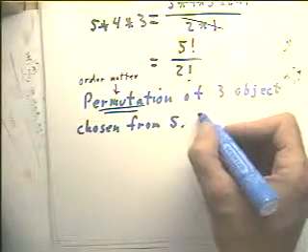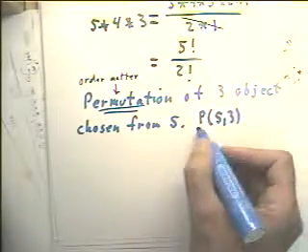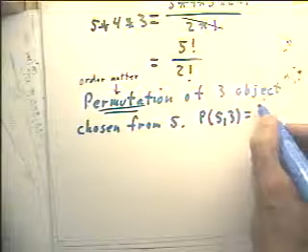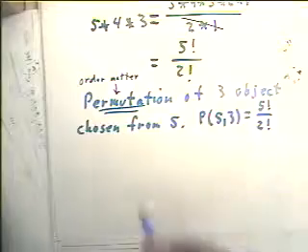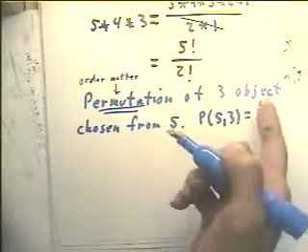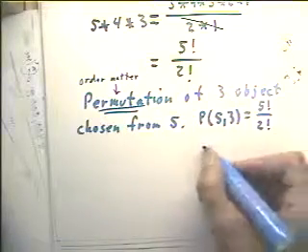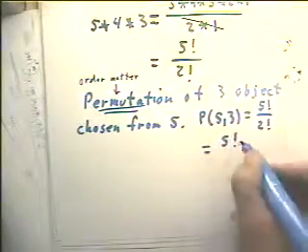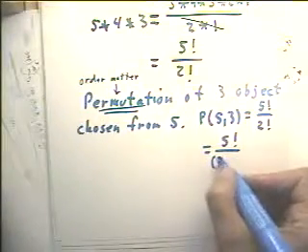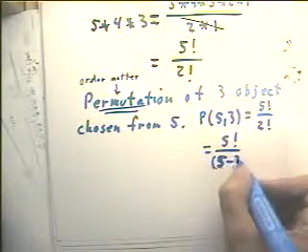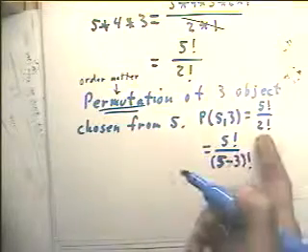We write that as P of 5, 3. That's what we mean. And that equals 5 factorial over 2 factorial. Now, how do you get a 5 and a 2 out of a 5 and a 3? Well, there's another way of writing that, and it's really kind of the definition. That would be 5 factorial over the quantity 5 minus 3 factorial. So the 5 and the 3, you subtract the 3 from the 5, and that's what you divide by.